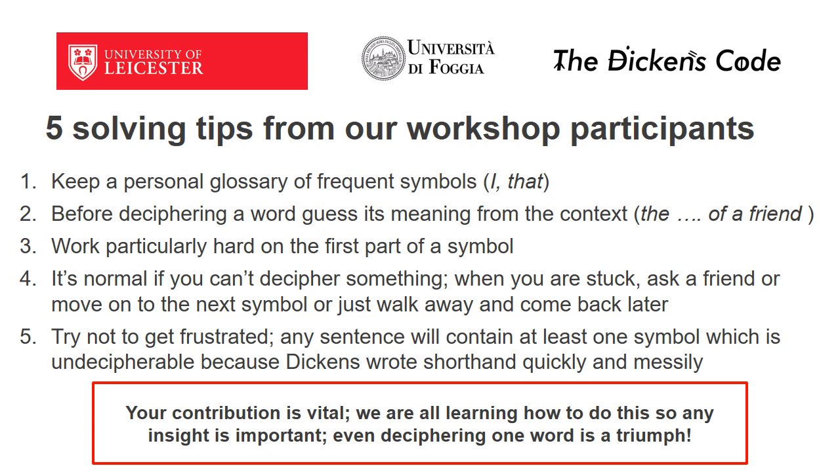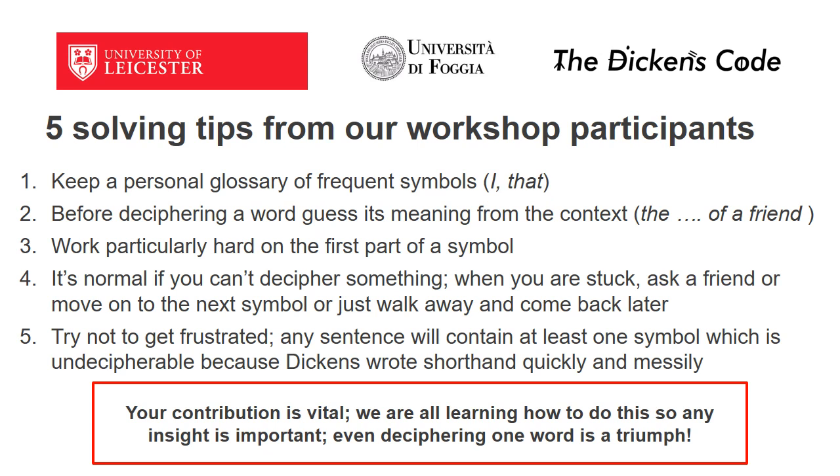Here are 5 top tips from participants in previous decoding workshops. First, we found that you can speed up the deciphering process by keeping your own personal glossary of frequent symbols, such as I and that, to supplement the DC lexicon resource. Second, the context of the sentence can help to inform your guesswork, particularly when paired with tip number 3, to work particularly hard on the first part of the symbol. Once you have the K of a friend, there are only so many combinations that you can come up with, after all. Fourth, it's normal if you just can't decipher something.